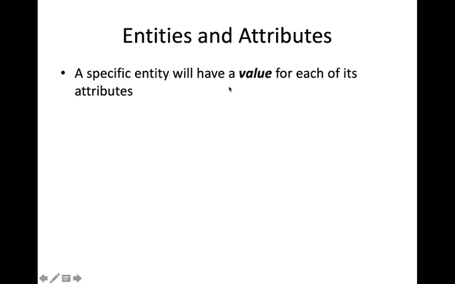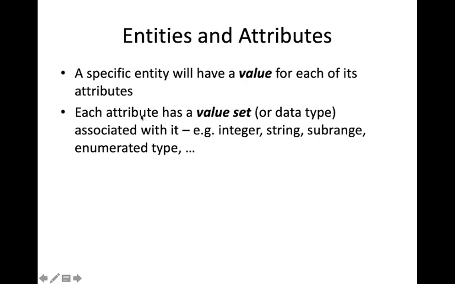A specific entity will have a value for each of its attributes, and each attribute has a value set or data type associated with it. For example, name should be a string, or a phone number should be integers. So there can be different data types. Each attribute will take some values from a value set or data type, or we can call it a domain also. If you consider age, it should be a digit, a two digit number maybe.